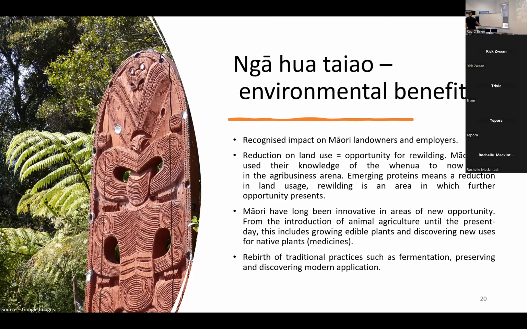So Māori have long been innovative in those areas, as I say. The introduction of agriculture to this present day includes growing edible plants and discovering new uses for native plants, medicines, ointments, these types of things. So there's an opportunity there, with rewilding, to actually look into those things as well. And some regrowth of traditional practices of fermentation, as I've said, and discovering those preservation tactics, preservation traditions, we may actually find some modern applications for those as well.